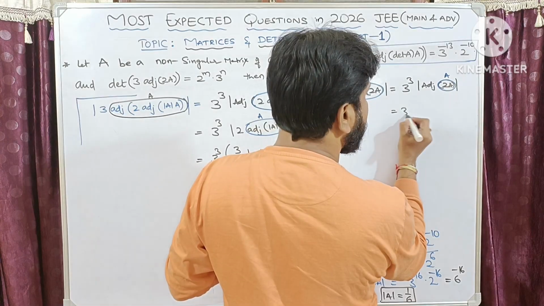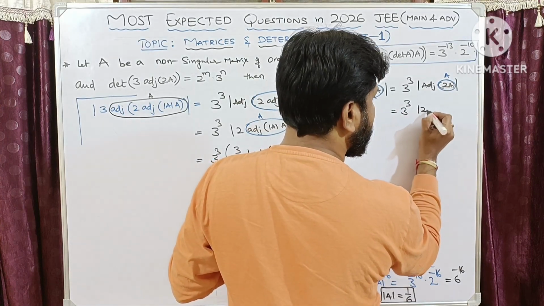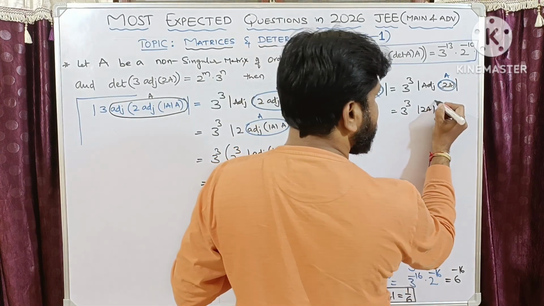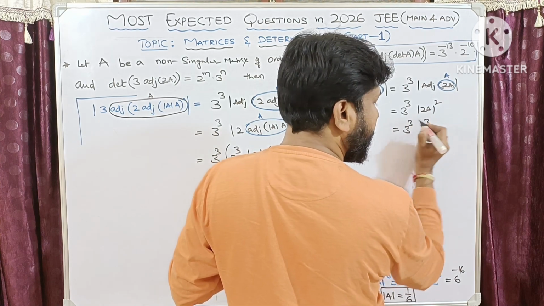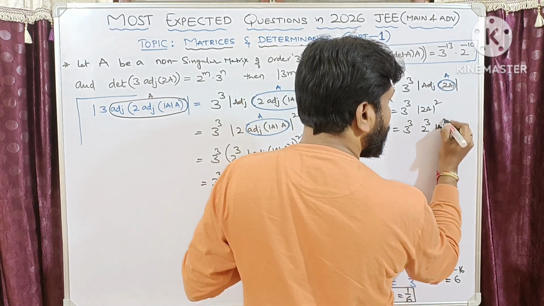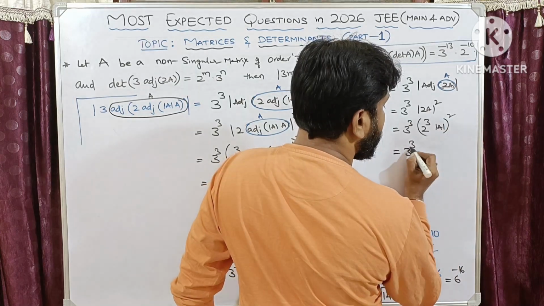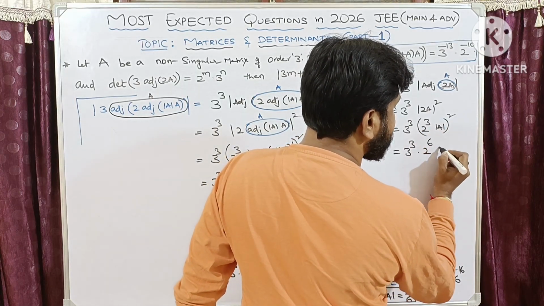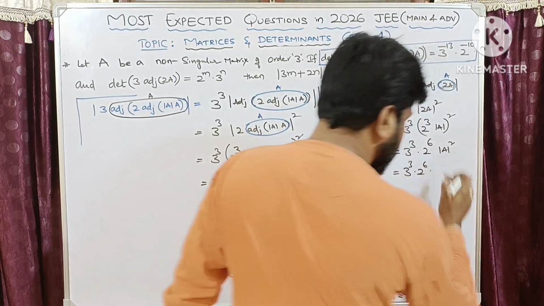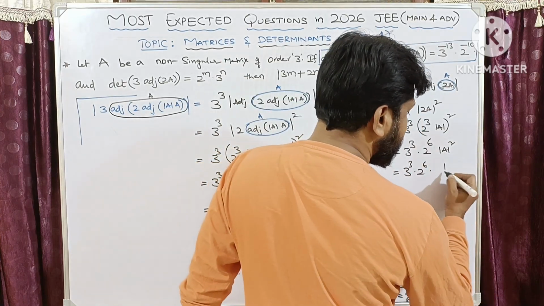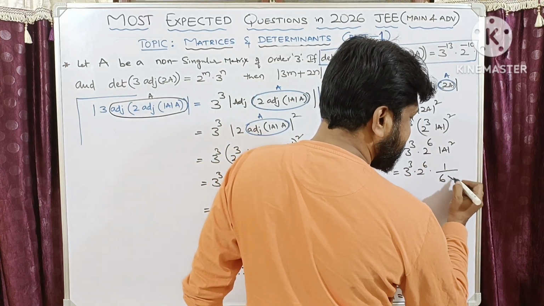Now this can be written as 3 cube into determinant of adjoint A, which is det A power n minus 1. N minus 1 is nothing but 2. Now 3 cube into, what is the formula? Determinant of KA again is K cube into det A. Don't forget to write this whole square. 3 cube into 2 cube whole square can be written as 2 power 6 into det A whole square. Now we already found the determinant of A value as 1 by 6, so 1 by 6 square, that is 6 into 6.